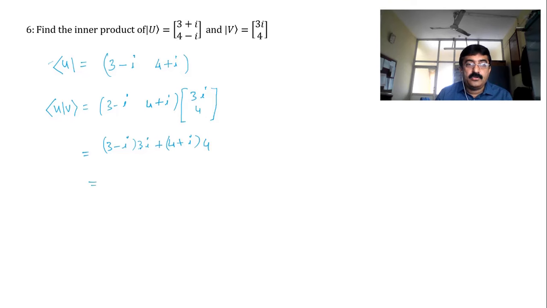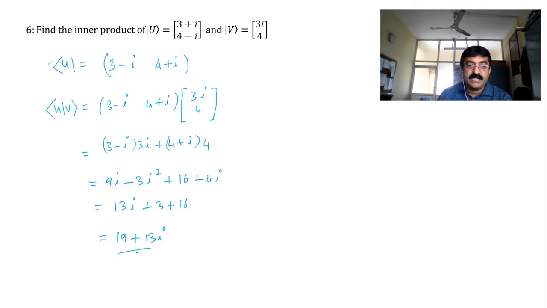That is equal to 3 3s are 9i minus 3i square plus 16 plus 4i. That is equal to 9 plus 4, 13i, plus 3 plus 16. You know why it is plus 3? Because i square is minus 1, already minus is there. So it is finally 16 plus 3, 19 plus 13i.